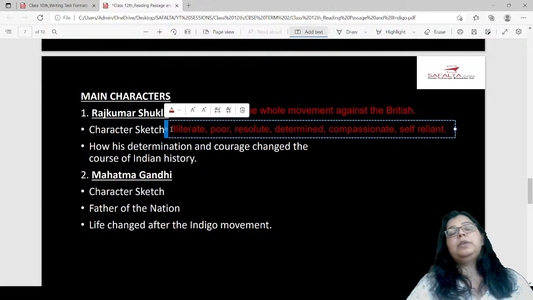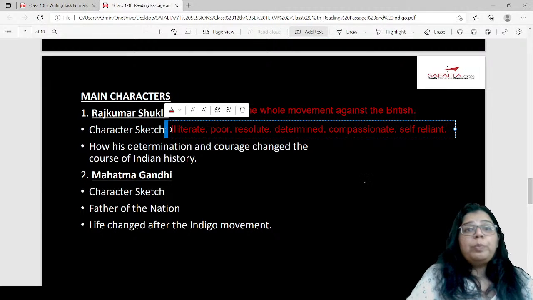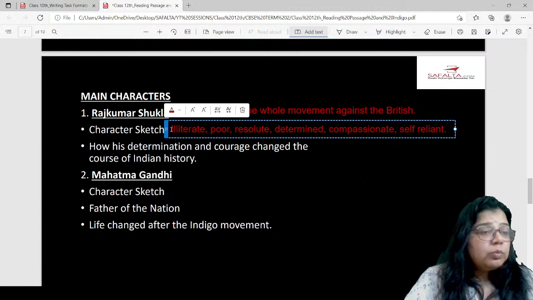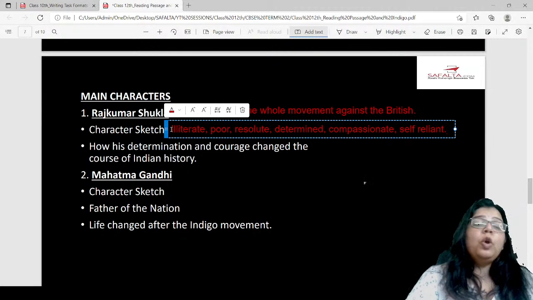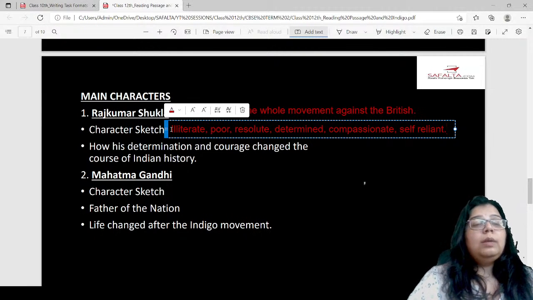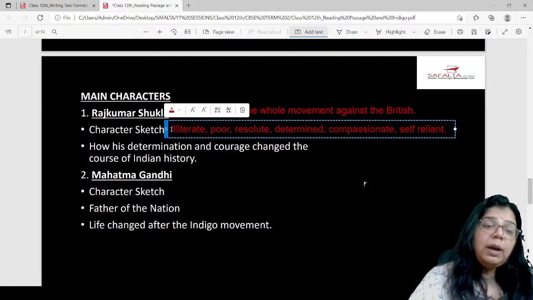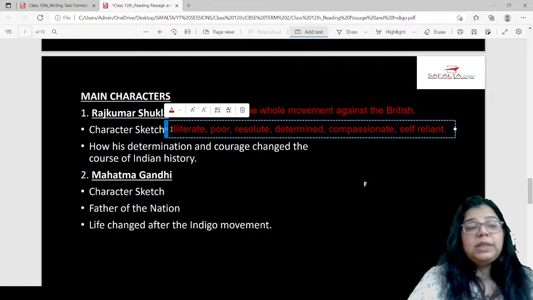How was he self-reliant? He was self-reliant because he did not hope that any other indigo farmer or any other person would come and help him. He went on his own, followed Mahatma Gandhi for many months, and only then Mahatma Gandhi agreed to come to Champaran. But he did it all on his own. So he was self-reliant. Okay.